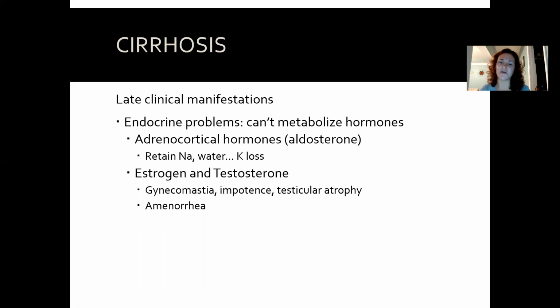And then if we can't metabolize estrogen and testosterone, then we're going to see things like gynecomastia, impotence, testicular atrophy, and amenorrhea. These are similar to Cushing's syndrome. So if you remember, Cushing's syndrome is when there's an overproduction of adrenal hormones. This is presenting in the same way. These skin lesions, this holding on, retaining fluid, and the gynecomastia, impotence, testicular atrophy, amenorrhea, those are all symptoms of Cushing's. So that totally makes sense. Make that connection there.